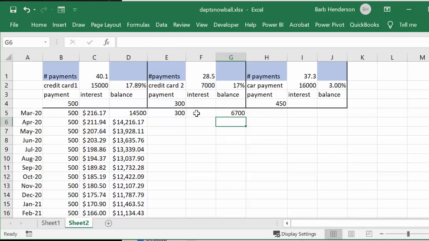Now let's calculate the interest on this one, and it equals the balance times the interest rate divided by 12. The interest rate, which is F4 because it's going to be constant, divided by 12.